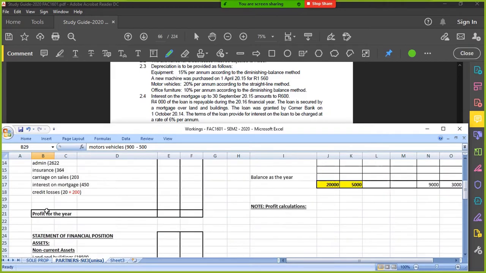Where else am I going to show that? Here. Depreciation, okay, for equipment. Brackets, brackets, paste. There we go. Okay. I'm going to need more lines here.